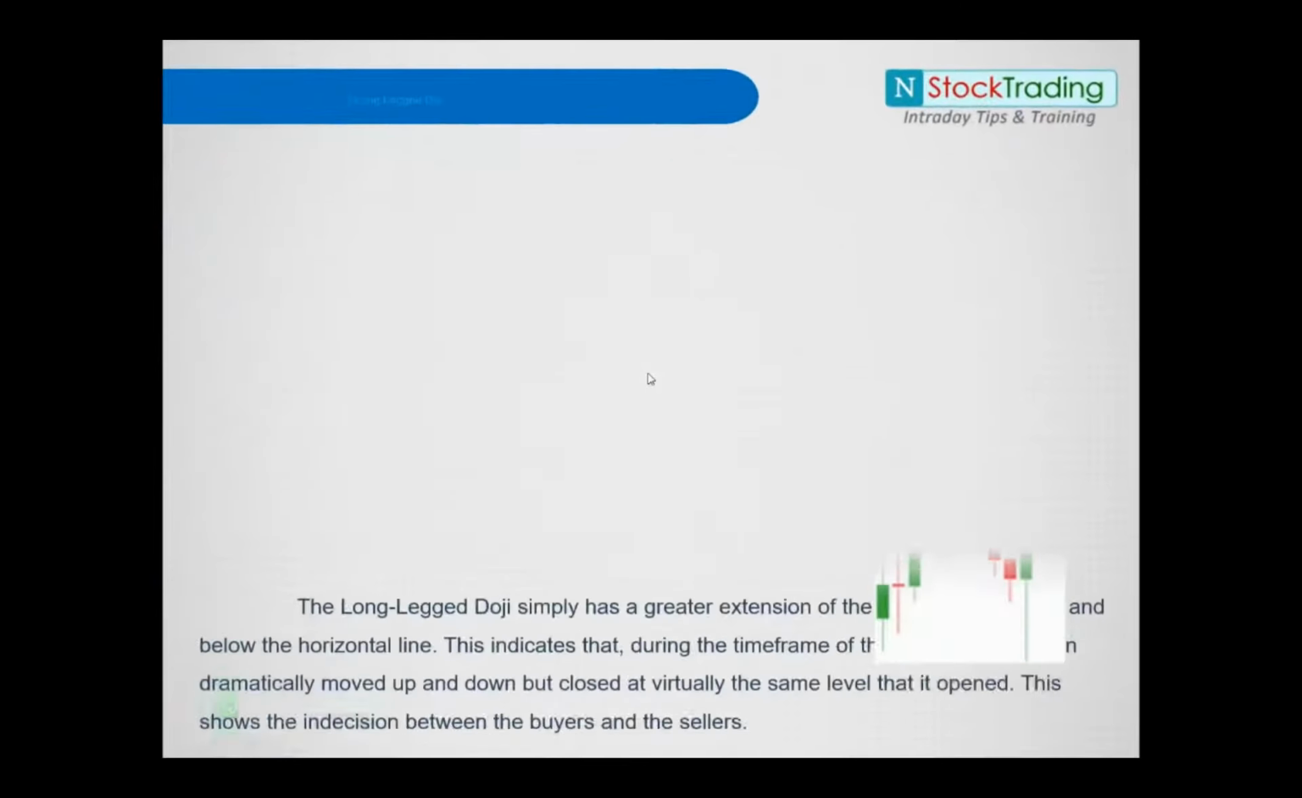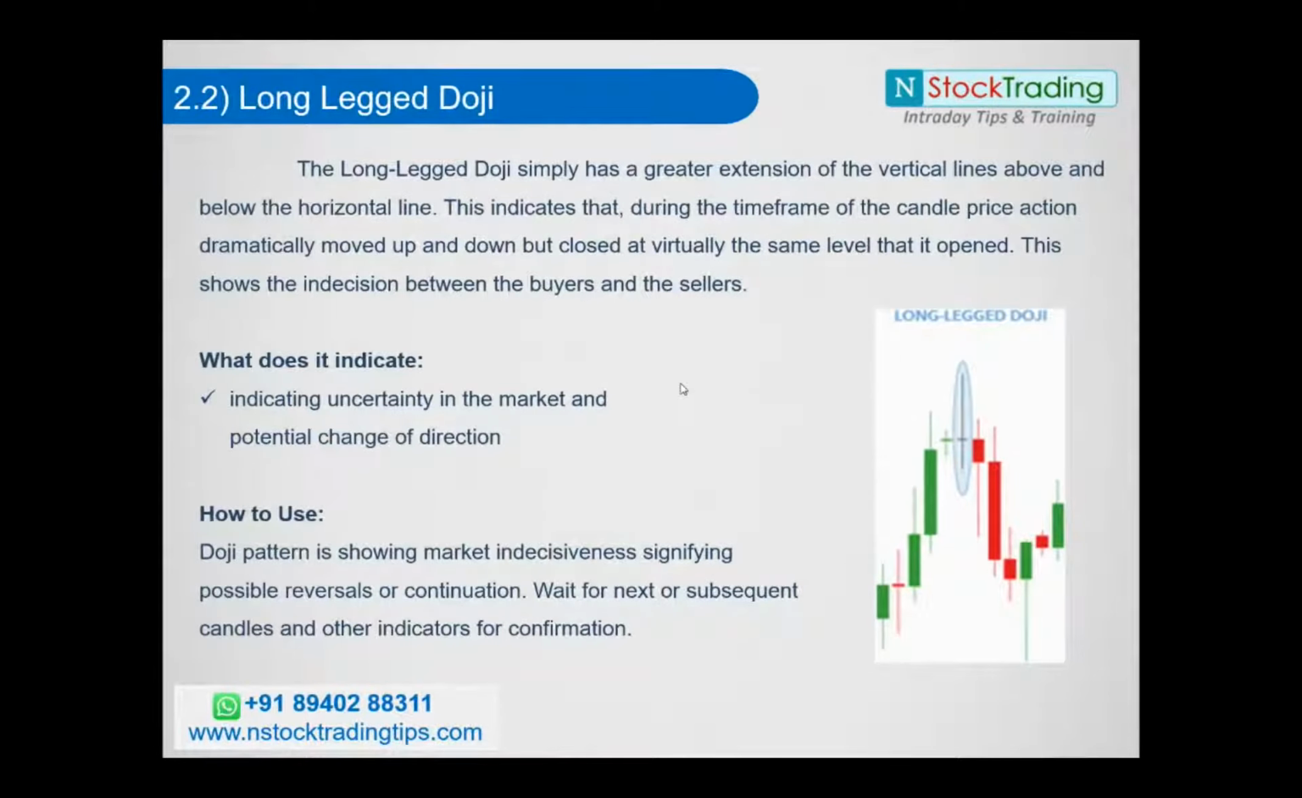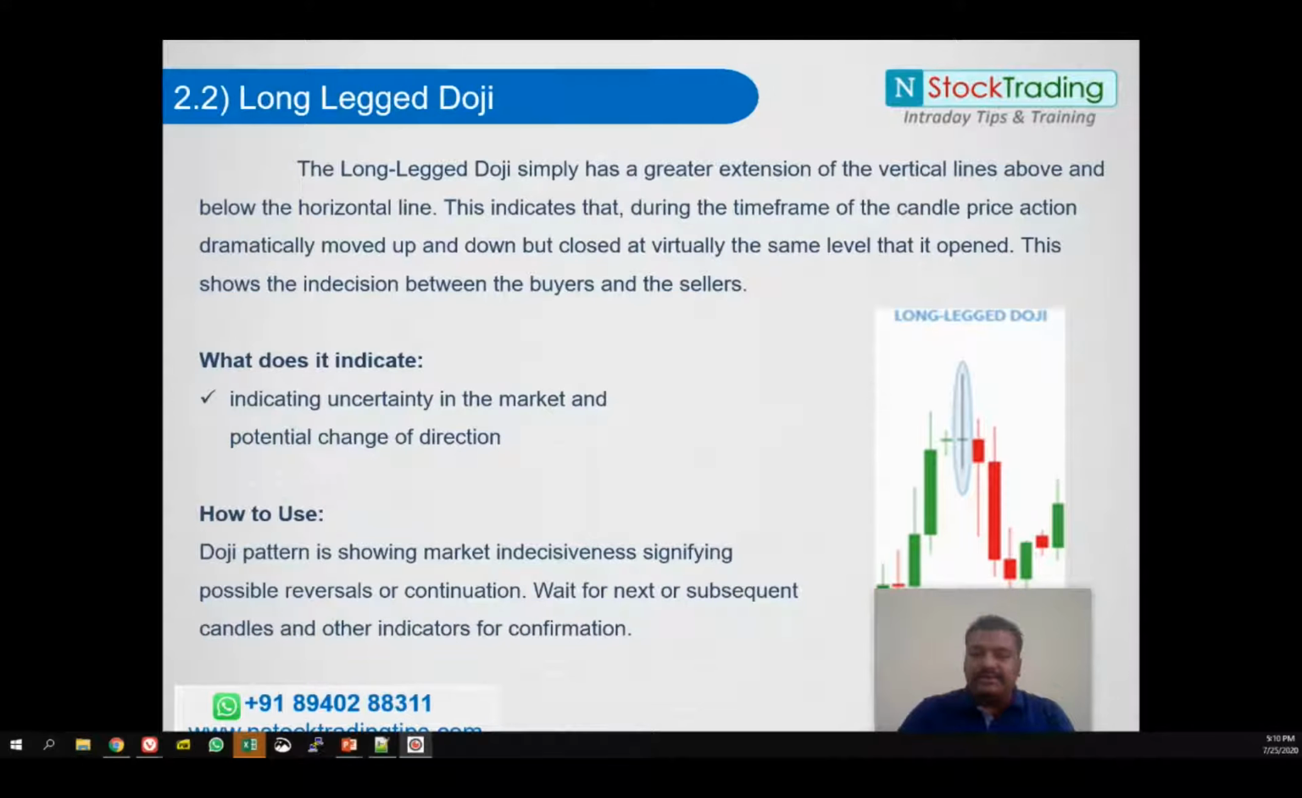Now, we have something called a long-legged doji. The one we saw previously, the wick was short. Here, the wick is too long. Again, it opened here, it went up and down, and it closed here. It was highly volatile. The price was highly volatile. So that's the meaning of this situation.